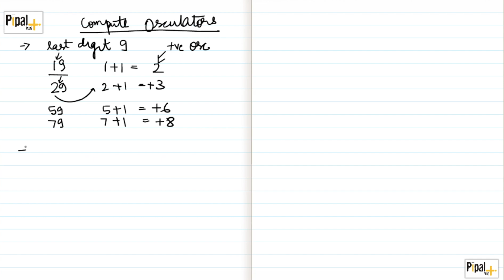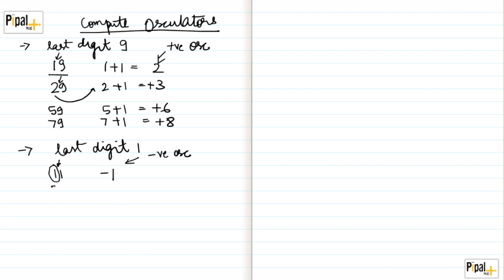Now the second case is when the last digit is 1. I'll take the example of 11. This time I just remove the last digit, which is 1. Now I'm left with 1. My oscillator is the number formed by what is left, with a negative sign. These are negative oscillators. So the oscillator for 11 is minus 1, plain and simple.